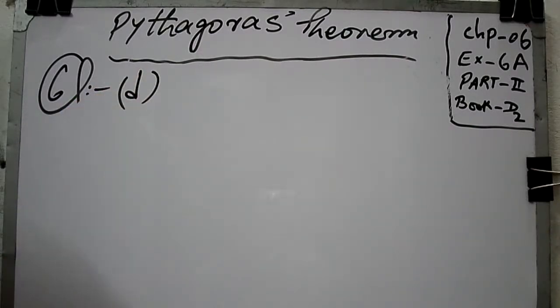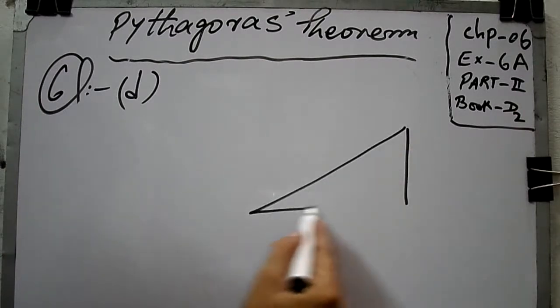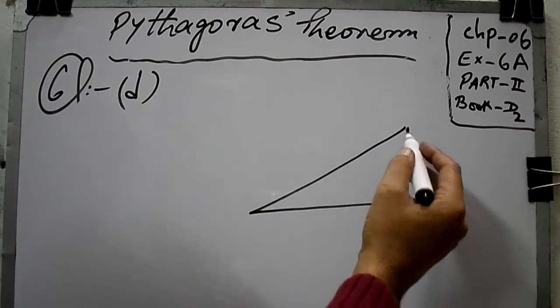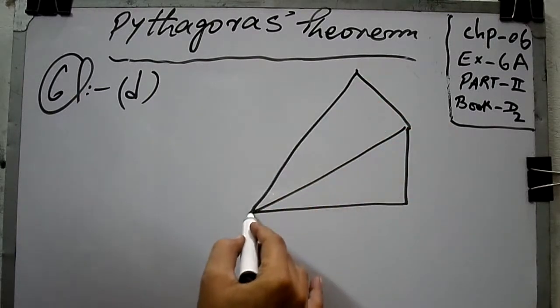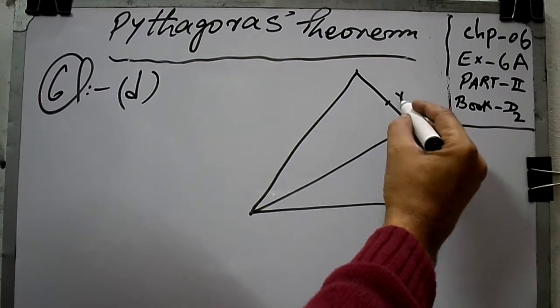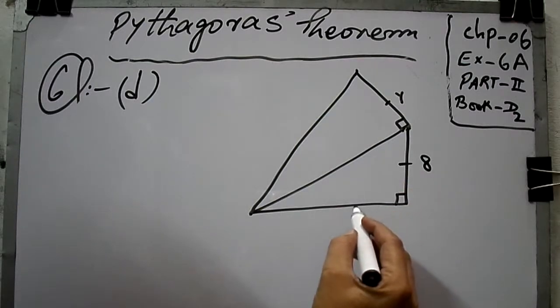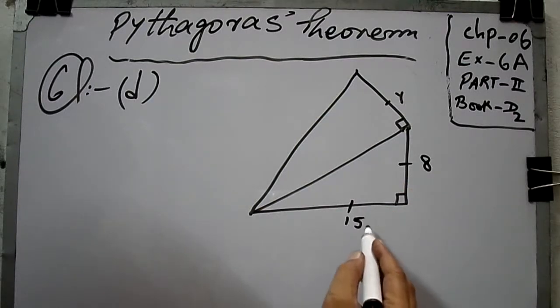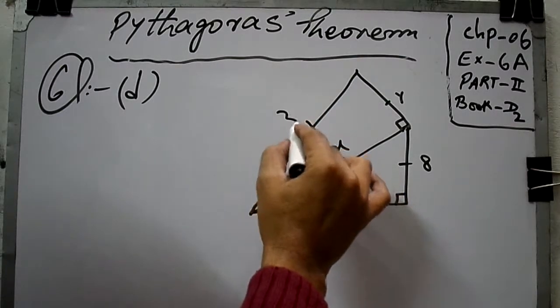Now in D part, the given diagram is in your textbook. You can see here this one is, and that portion is like this. So here is your 90, so this portion is y, that is your 8, again 90, that one is your 15, and we have to find this x, and then this one is 31.